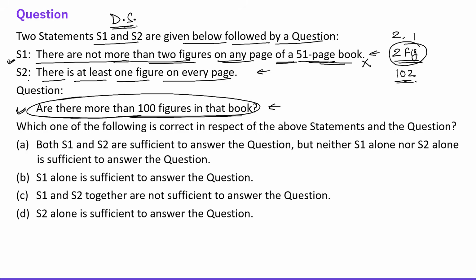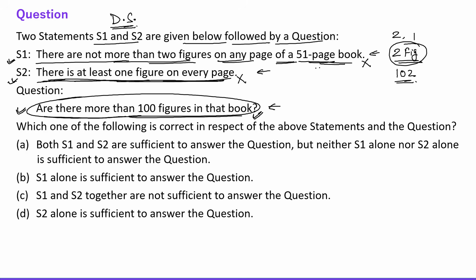Now just read statement number 2 and read it individually. There is at least 1 figure on every page. Now statement number 2 says there is at least 1 figure on every page. So, are there more than 100 figures in the book? From statement number 2 alone, we can't say anything.